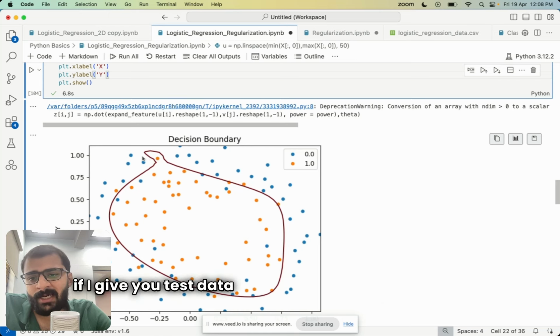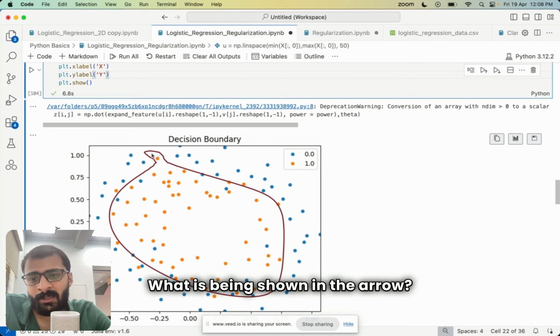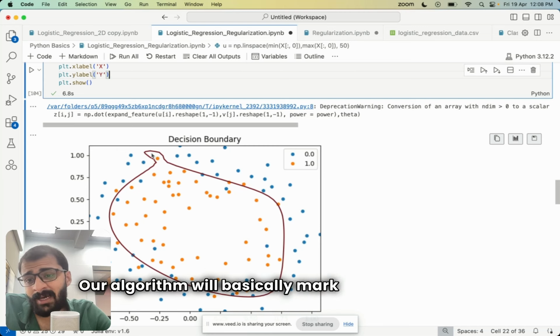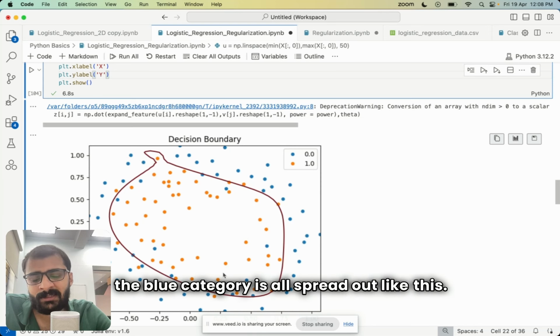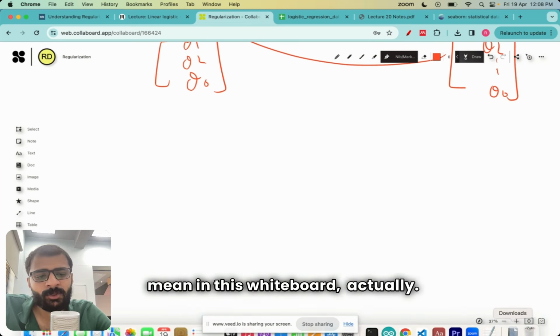But if I give you test data which lies somewhere here, let's say it lies here, what is being shown in the arrow, our algorithm will basically mark it as orange, but it clearly looks like that belongs to the blue category because the blue category is all spread out like this. Let me show you what I mean on this whiteboard.